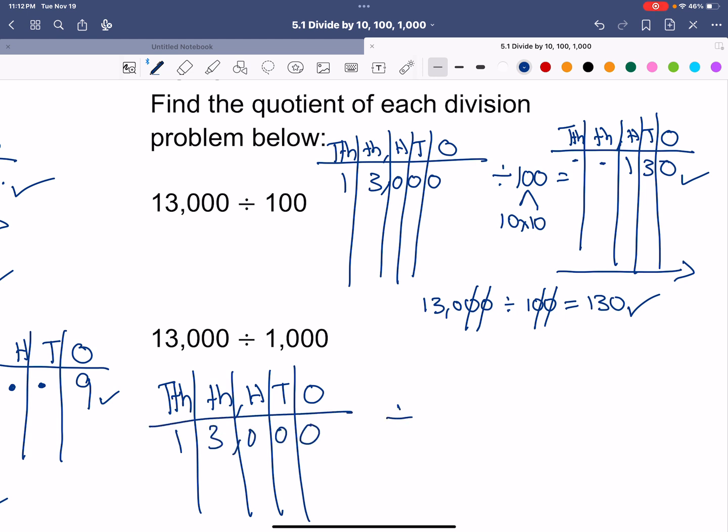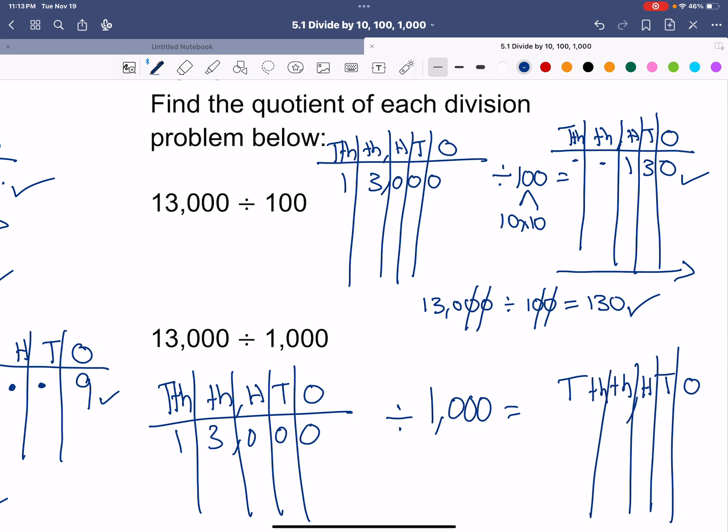13,000 divided by 1,000 equals, let's draw that place value chart again. OTH, TH, whoop, wrong place, TTH. All right, let's see what it becomes. How many sets of 10s do I have here? How many places will I have to move?